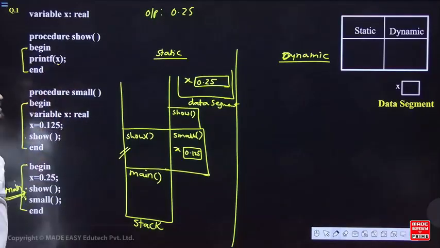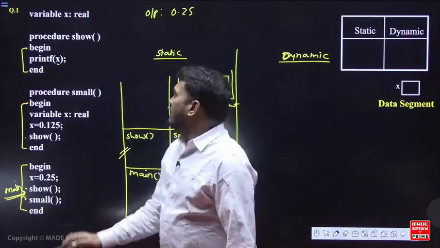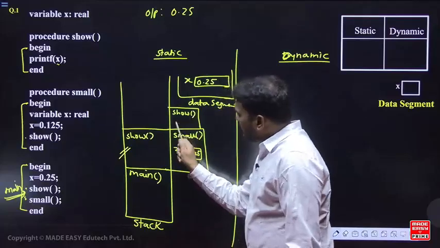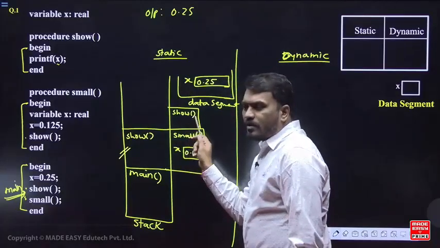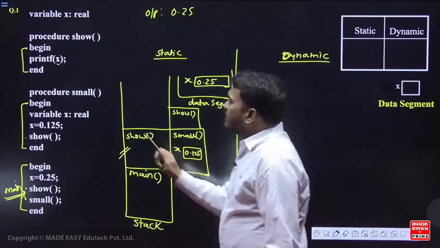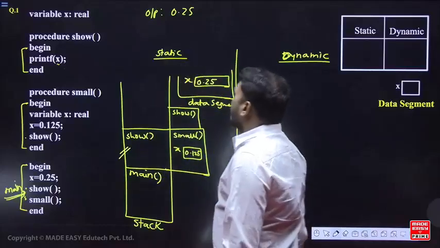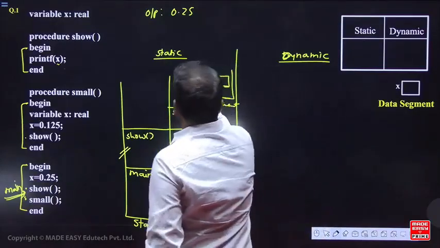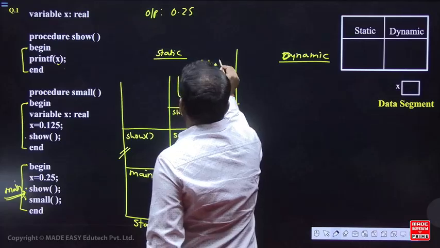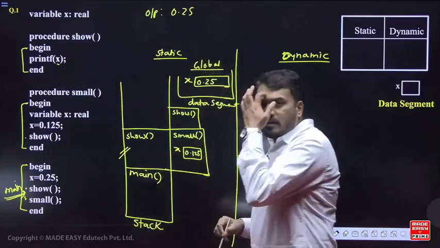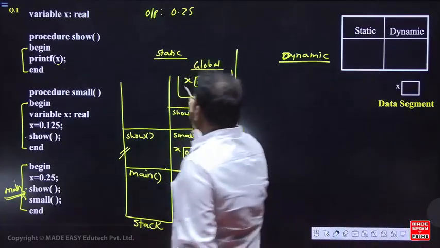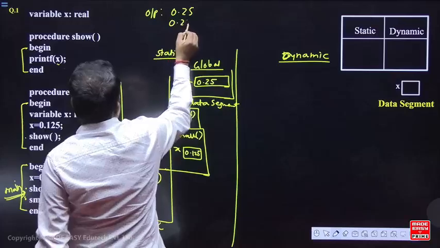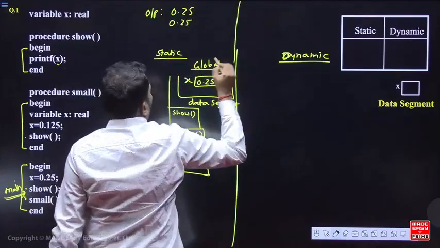Now again, x is what here? Free variable. Listen here. In the show function, x has no box, x is a free variable. So when you say free variable, start scoping. Which variable do you have to consider? Global only. In global, what is the value? This is the global data segment. What is the value of x in global? 0.25. So it will print what? 0.25. Okay, so this is the output.